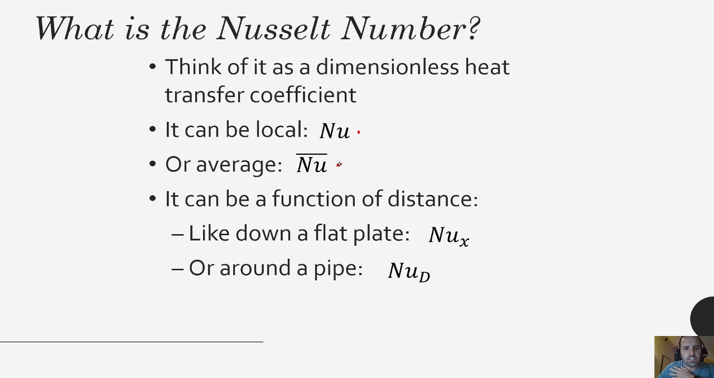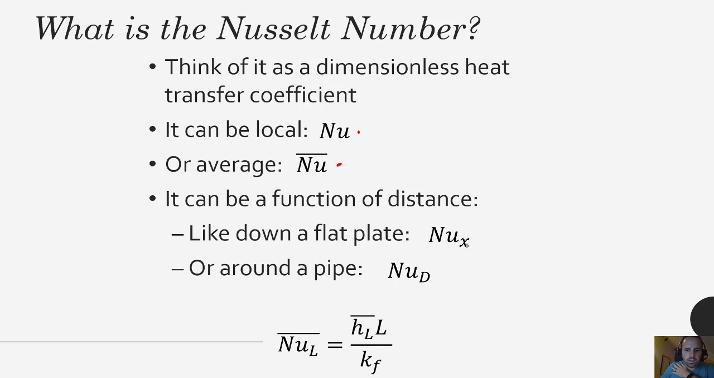This can be a function of distance. If the Nusselt number is a function of distance x, you may see this subscript x, and it just means the Nusselt number is a function of x. Or it can be a function of the diameter of a pipe. If it's a Nusselt number describing heat transfer around a pipe, then you might see this d subscript. Again, I wouldn't get too hung up on these little subscripts. Just remember the basic meaning and, more importantly, the utility of the Nusselt number.